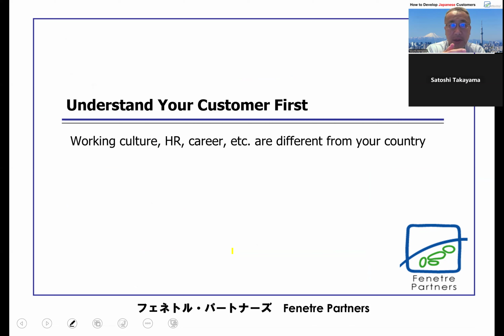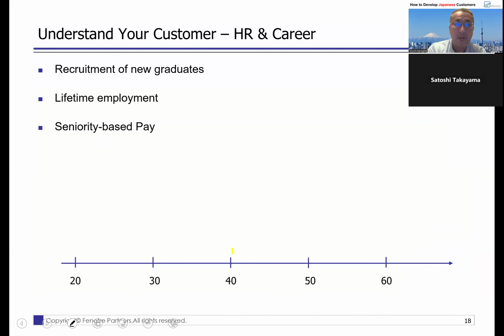And now I'd like to explain your customer, because the decision-making system of your customer in Japan is very different from your customers in other countries. So let me start with the HR system. I think many of you heard this term, lifetime employment. For most Japanese people, working for the same employer for 40 years is an ideal career.